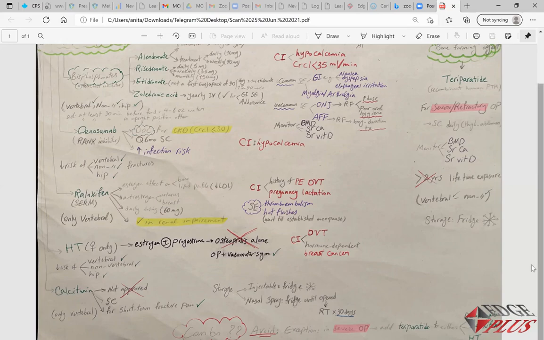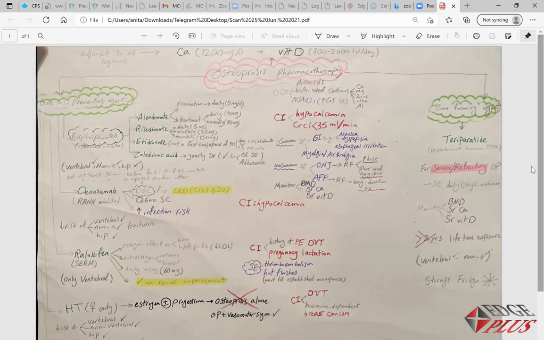Calcitonin is not approved for osteoporosis. It's just okay for short-term fracture pain, it's subcutaneous, and it only reduces vertebral risk. For storage, the injectable should be in the fridge, and the nasal spray also in the fridge until opened, and after that room temperature is fine for 30 days. After that, discard. Then we get to the other category, bone forming agent, which is teriparatide.